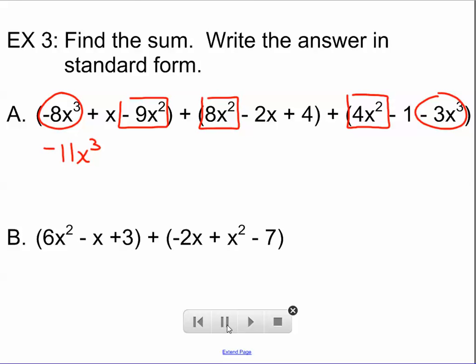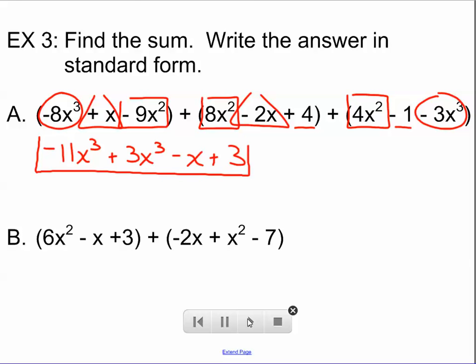-9x squared, 8x squared, and 4x squared add up to -3x squared. Sorry, that should read squared. Then we identify x, -2x. Add those together, they become -x. And +4 and -1 add up to 3.